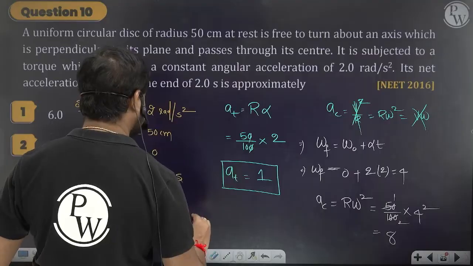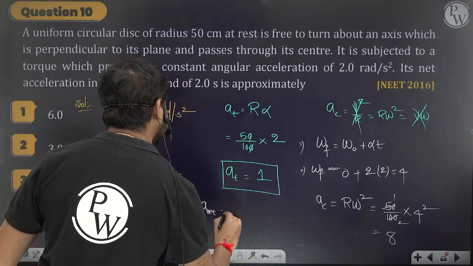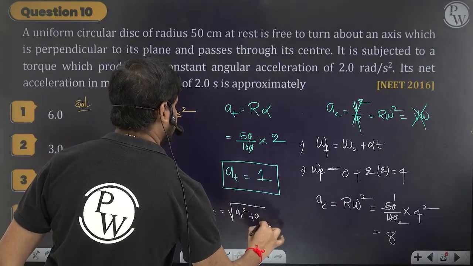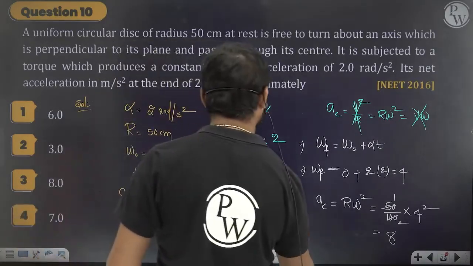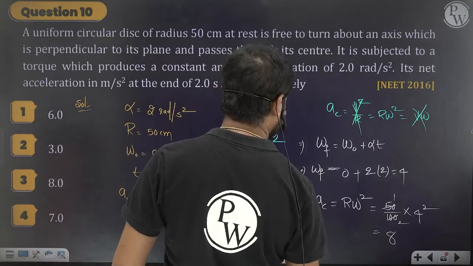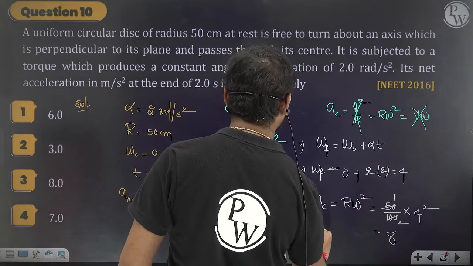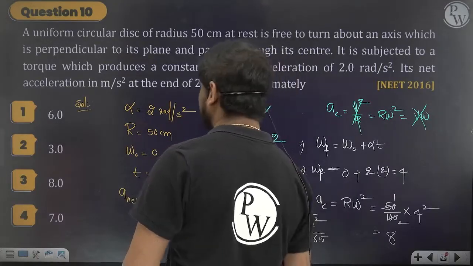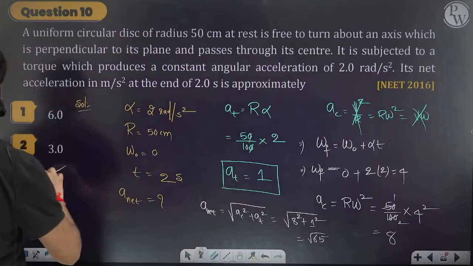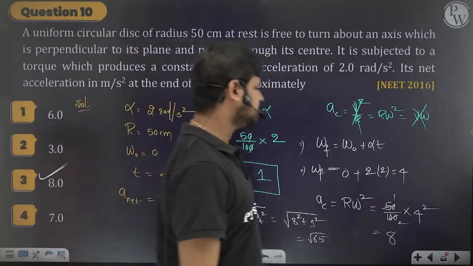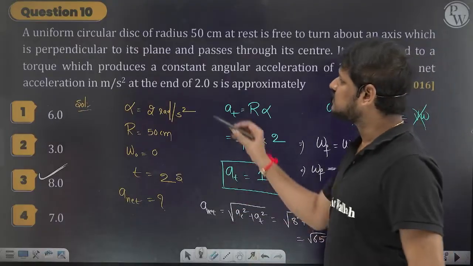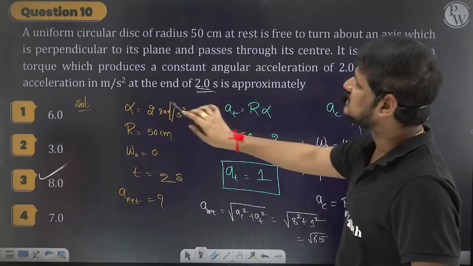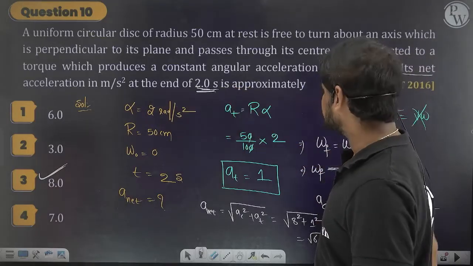So from here, let's write what is the a net. The a net is equal to the square root of AC square plus AT square, which is nothing but the square root of 8 square plus 1 square. So we have 64 plus 1, so root 65, so approximately 8. We can take approximately, the answer has to be 8. They asked what is the net acceleration only, right? They asked its net acceleration at the end of 2 seconds, approximately.